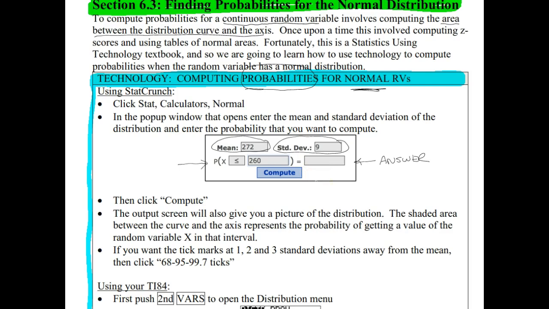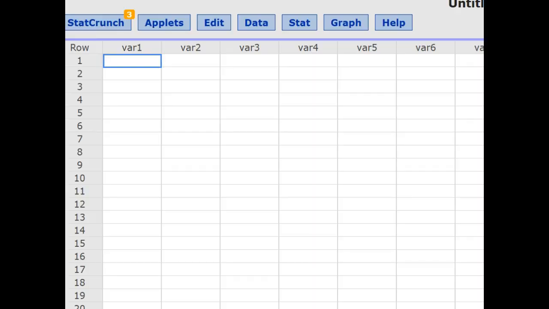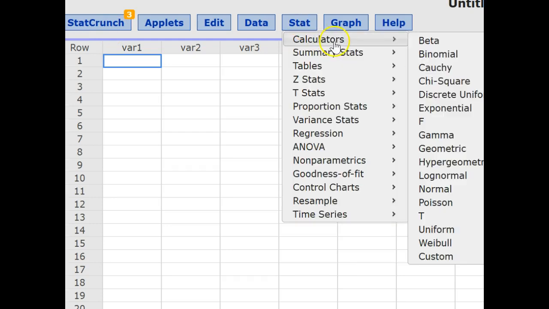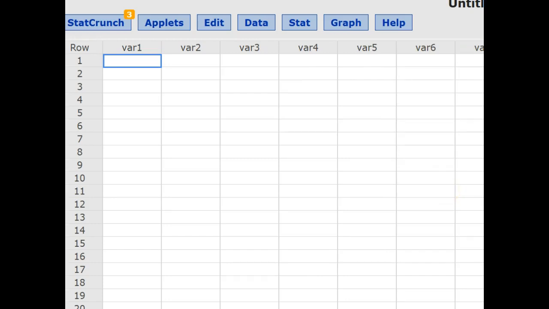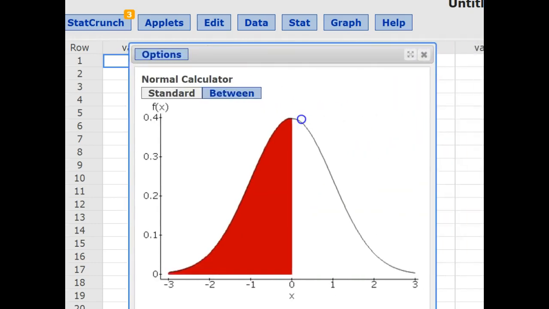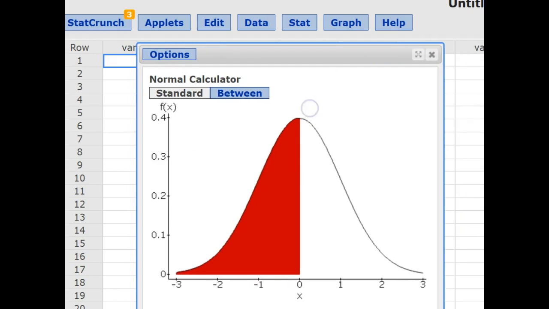If we go into StatCrunch and click Stat and go into Calculators, there's a bunch of different distributions here. Like we said earlier, there are lots of other discrete and continuous ones. Our main focus in this course is going to be binomial for discrete distributions and the normal distribution for continuous random variables. So in this list, we're going to pick Normal, and a pop-up window comes open that I'm going to slide over here.